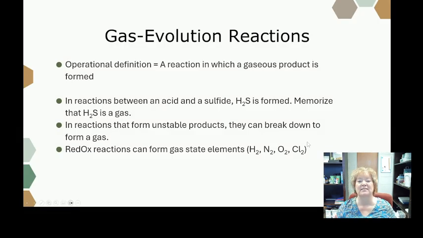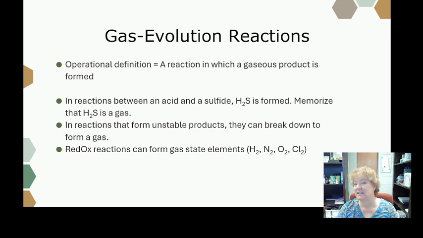All right, so that was acid-base reactions. Gas evolution reactions, the operational definition is a reaction that makes a gas product. Done. So how do you get a gas product? We're not going to see it with precipitation reactions. We're not going to see it with acid-base reactions.